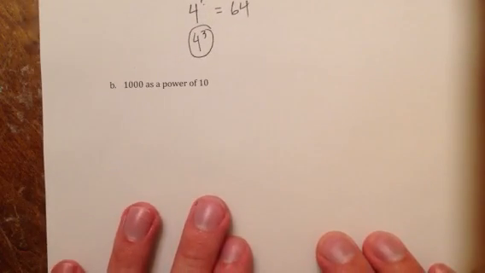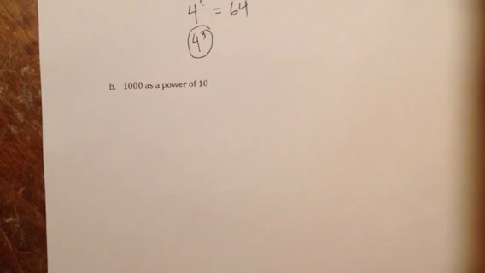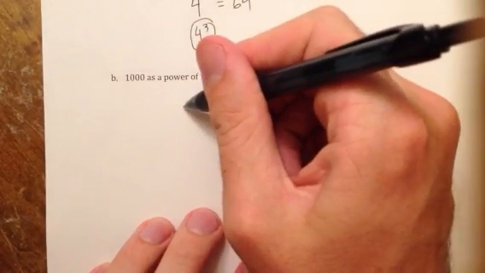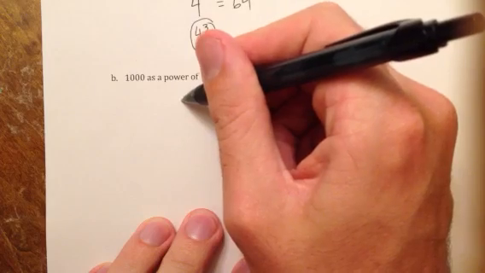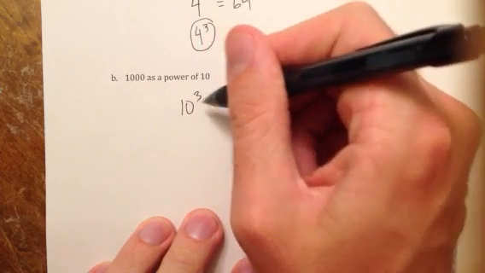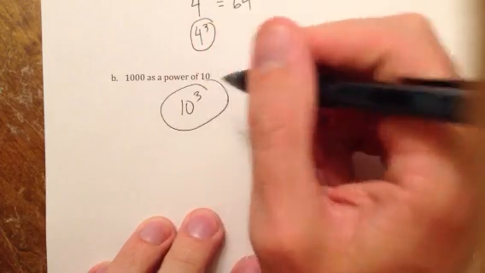So do the same thing. Try to write 1,000 as a power of 10. Think about what that's asking you. Pause for a second, write it down, and then come back and check your answer. Okay, so hopefully you recognize that 10 squared is 100, so that's not it, but one more 10 will get you there, so 10 to the third is 1,000.